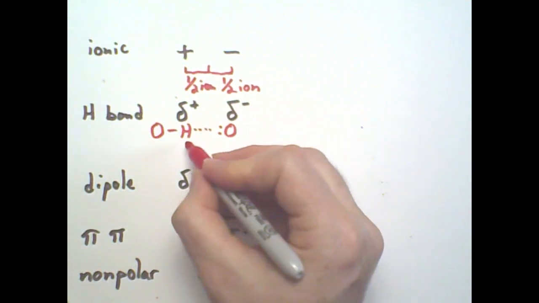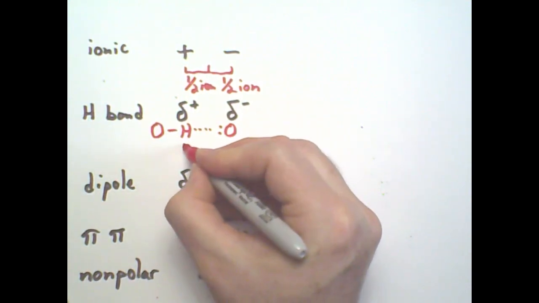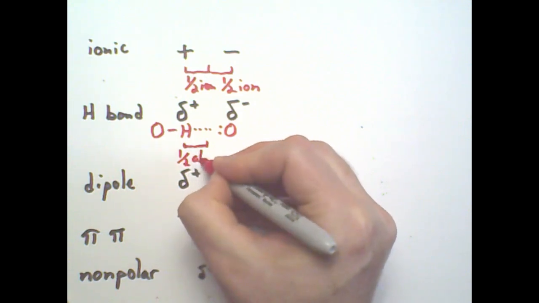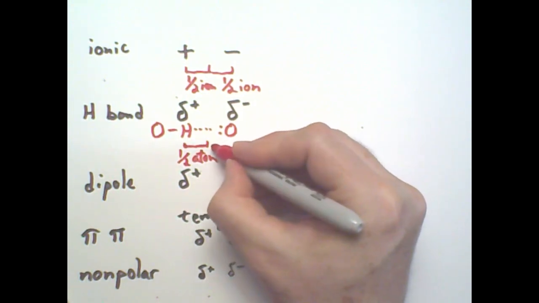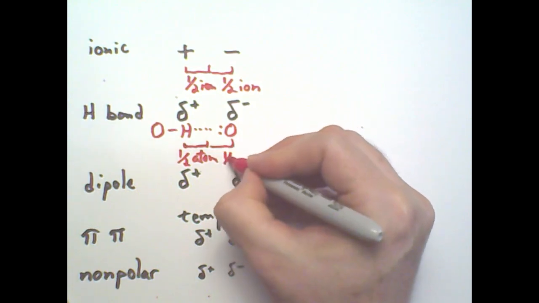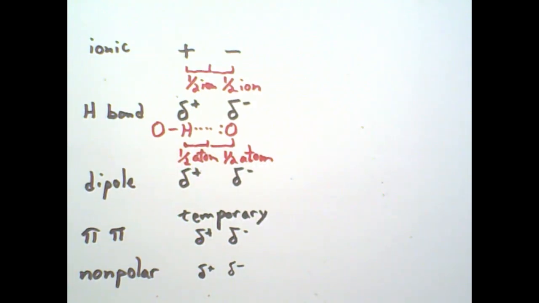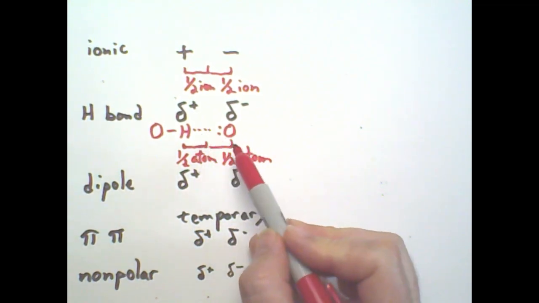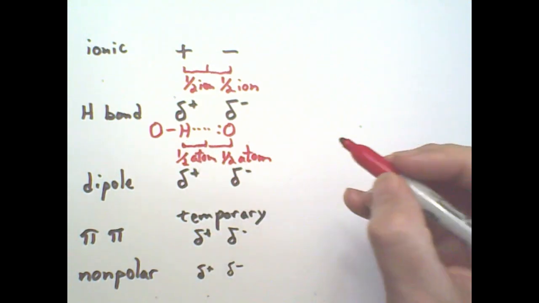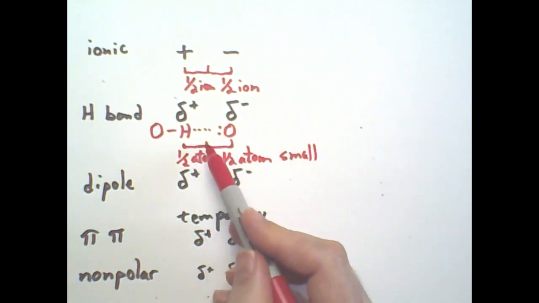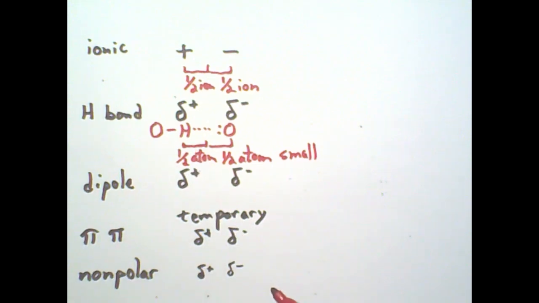And the distance here is close to half an atom. And the same here, half an atom when they're touching, as liquids and solids usually do. But these are small atoms. So the distances are quite short for these hydrogen bonds because hydrogen is the smallest atom that forms bonds.